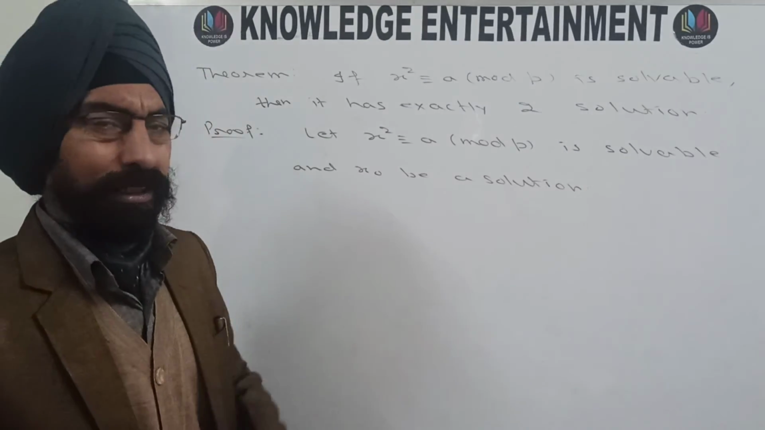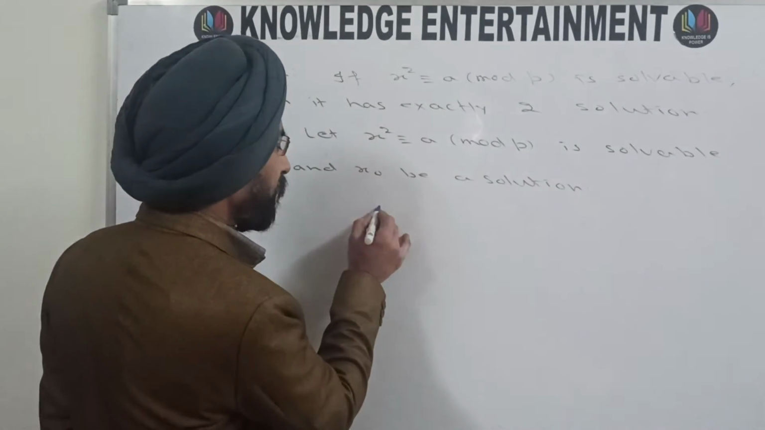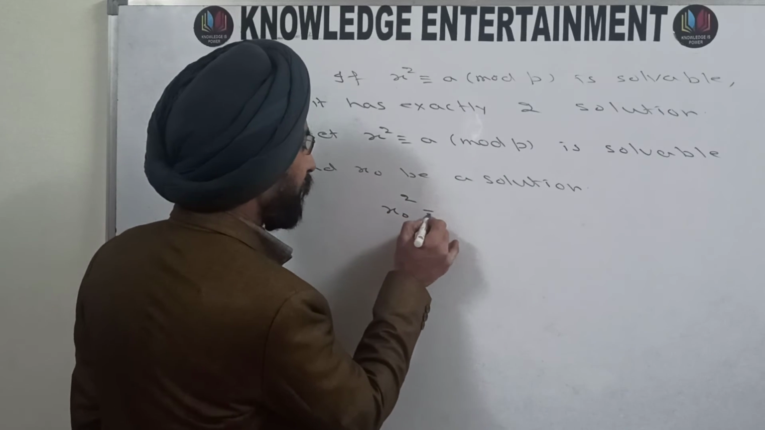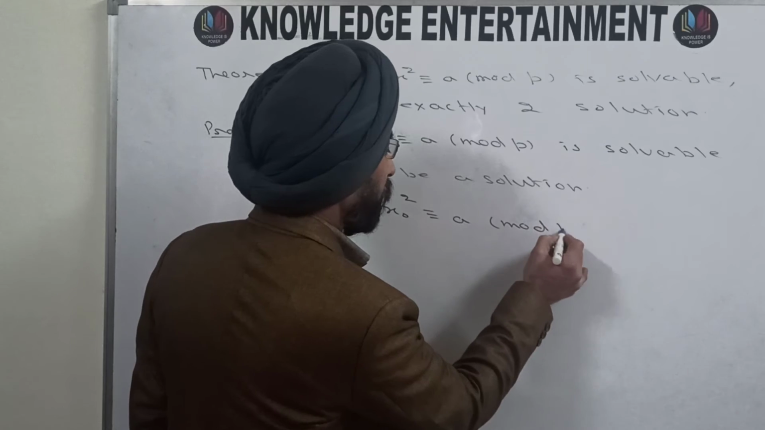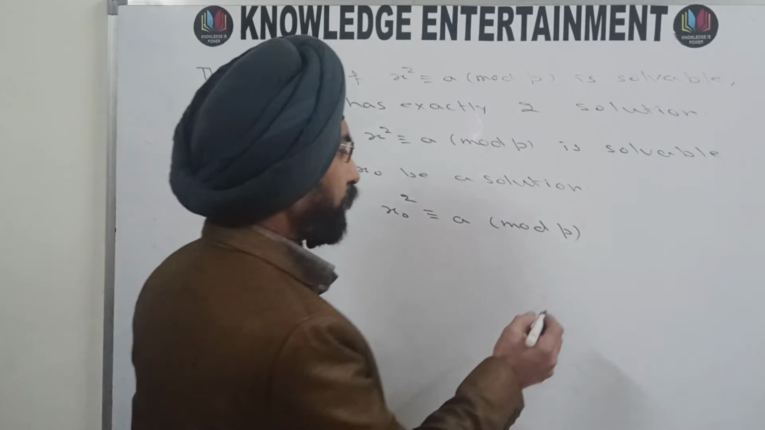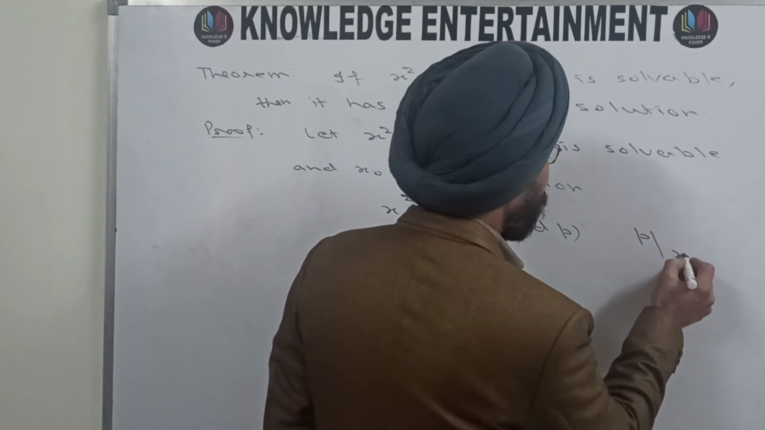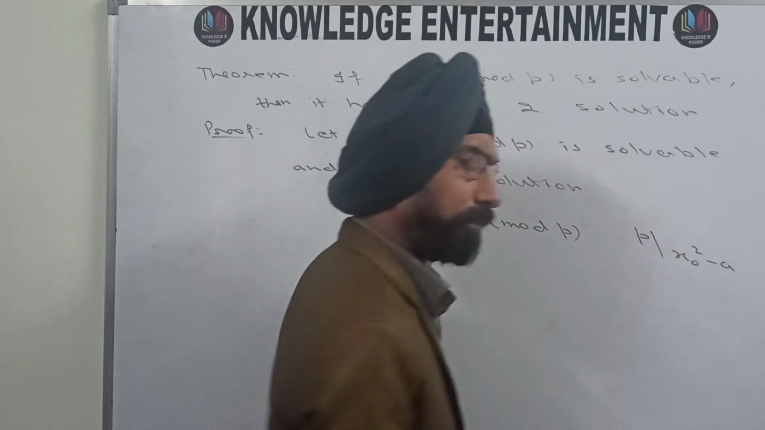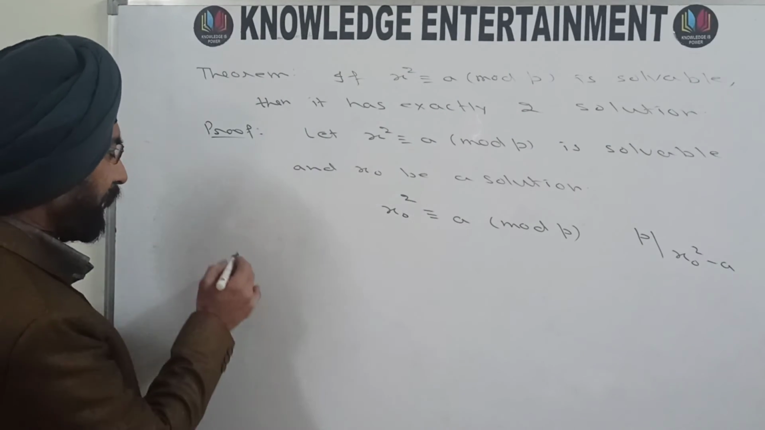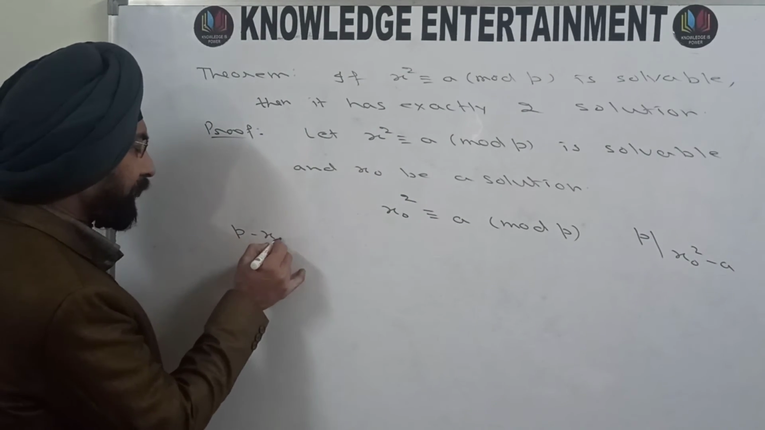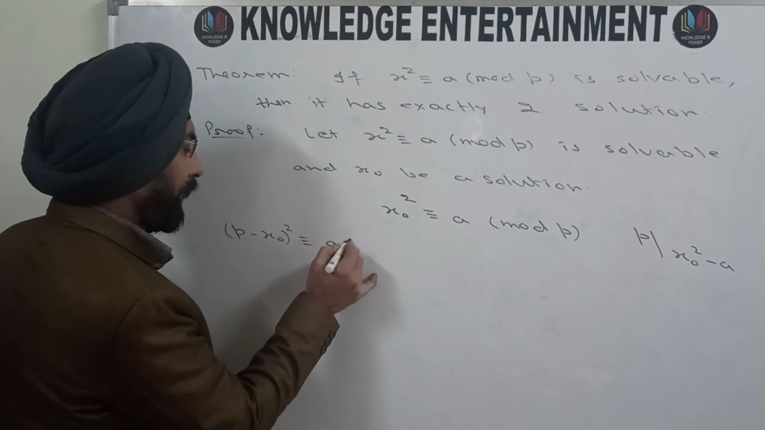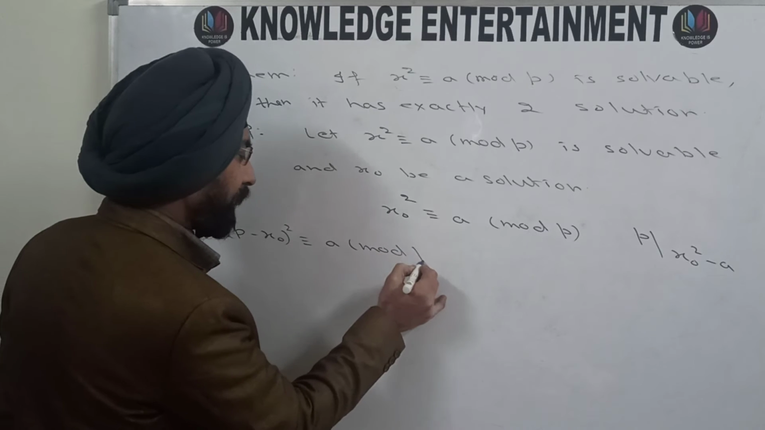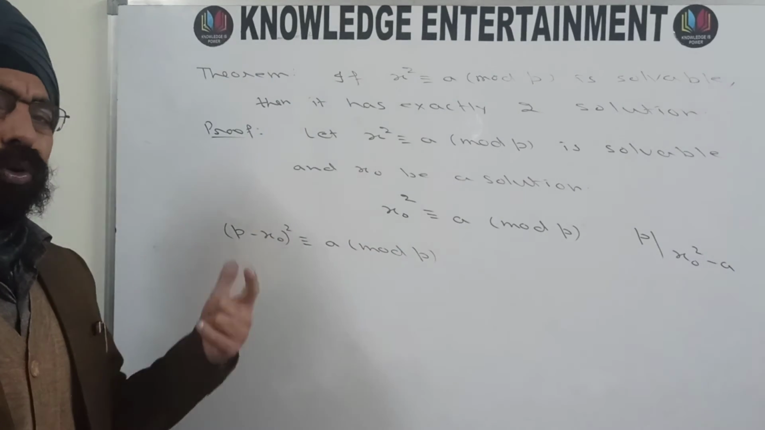X naught is a solution. That means x naught satisfies this equation. So x naught square is congruent to a modulo p. That means p divides x naught square minus a. Now look at this: p minus x naught, squared, congruent to a modulo p. Let us see if it is true or not.